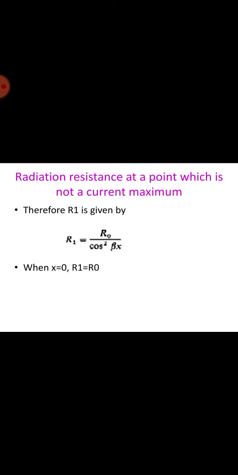Since the actual antenna is not infinitesimally thin and the current at a minimum point is not 0, nevertheless, the radiation resistance at a current minimum may in practice be a very large value, in the order of thousands of ohms.